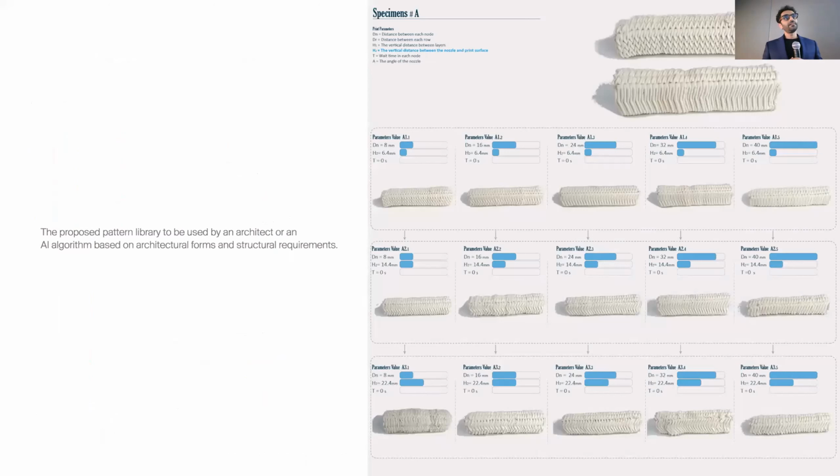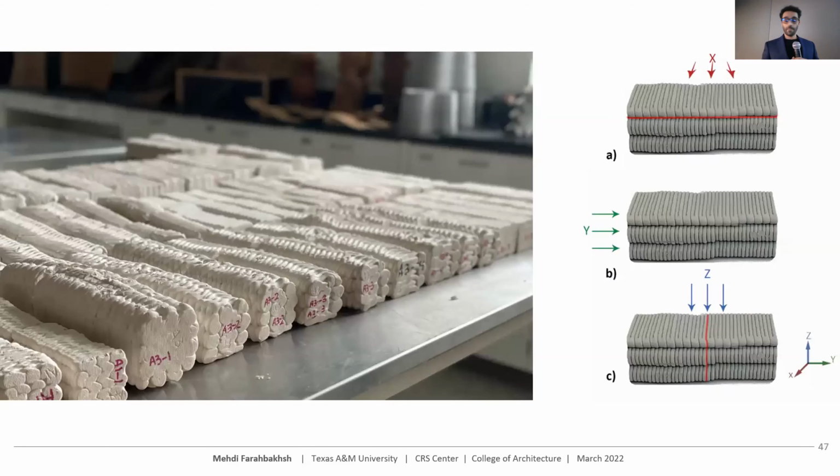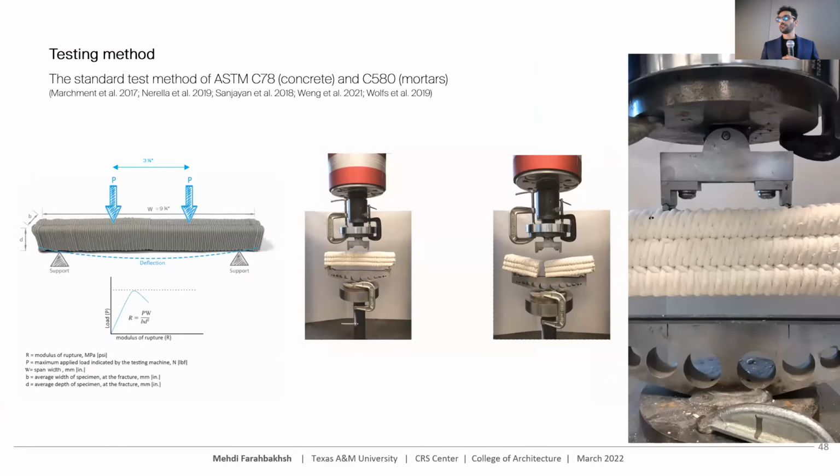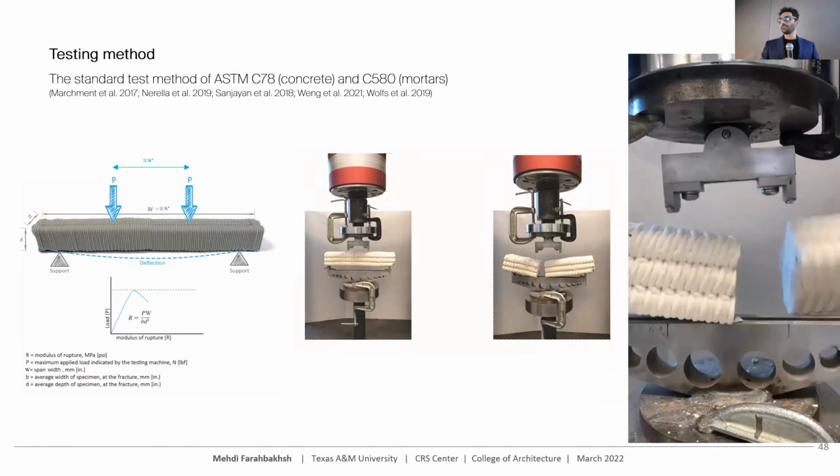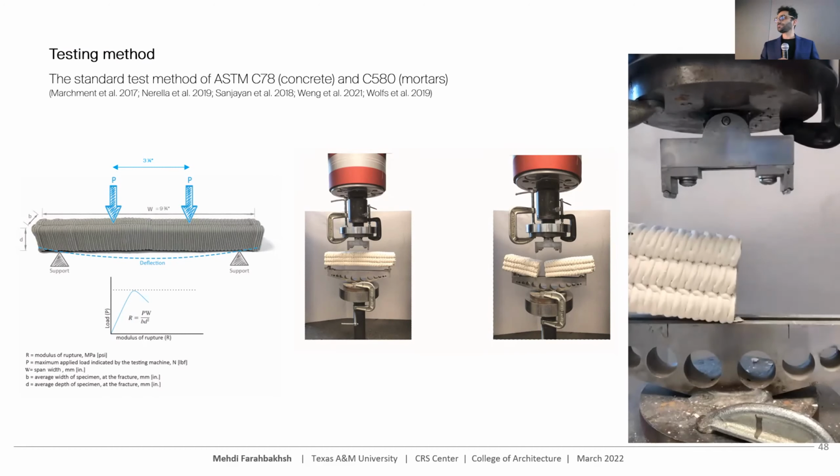We made a library with all those parameters that can be used by a designer or AI if they want to use those features or predict the behavior of the material and the print process. And later, to calibrate those results in the digital environment, we printed them physically and broke those samples to see what the result is and get the flexural strength of the bond strength between layers.